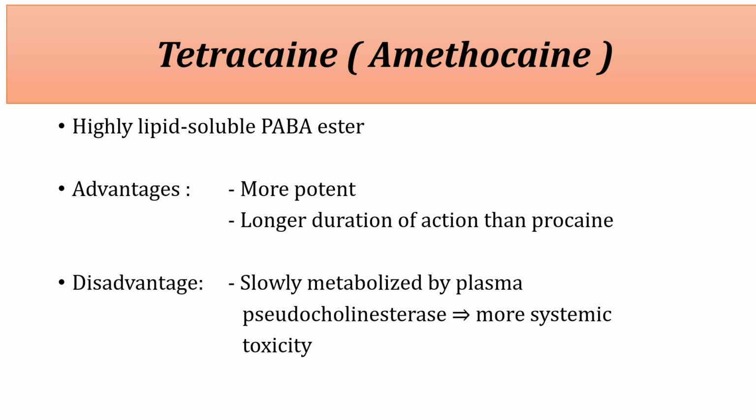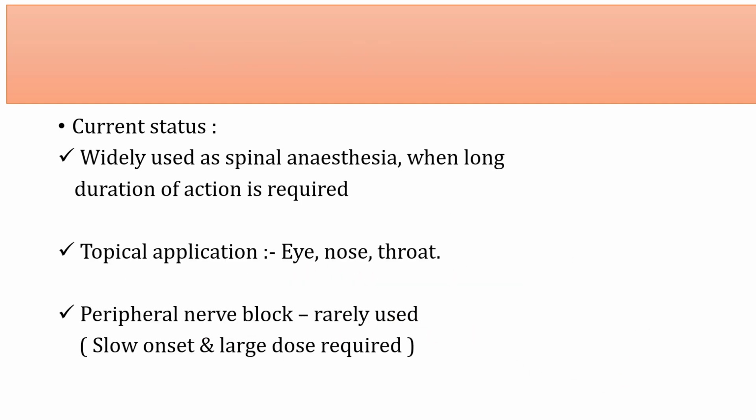Tetracaine is a highly lipid soluble PABA ester. Its advantage is that it is more potent with a longer duration of action than procaine. Disadvantages are that it is slowly metabolized by plasma pseudocholinesterase and more systemic toxicity can occur. Current status of tetracaine is that it is widely used as spinal anesthesia when long duration of action is required. It is also used for topical application in the eye, nose and throat. It is rarely used in peripheral nerve block due to slow onset and because a larger dose is required.